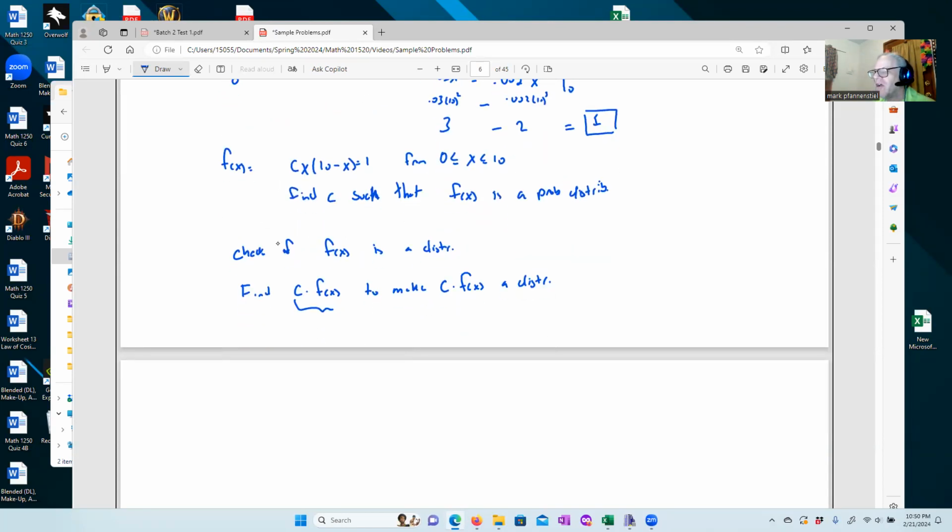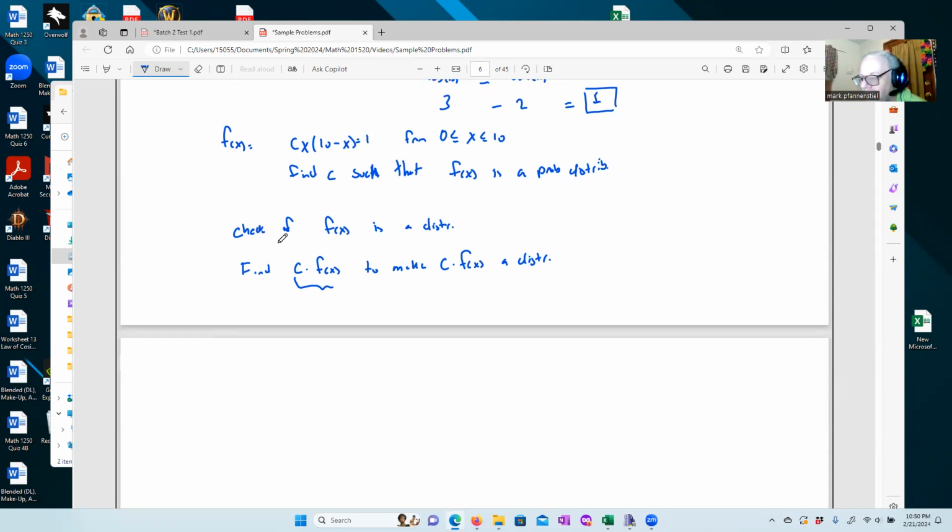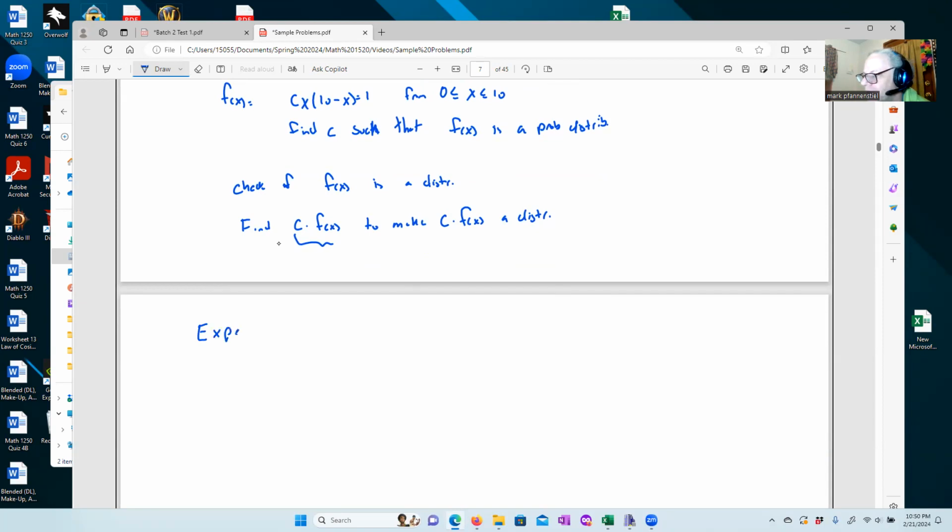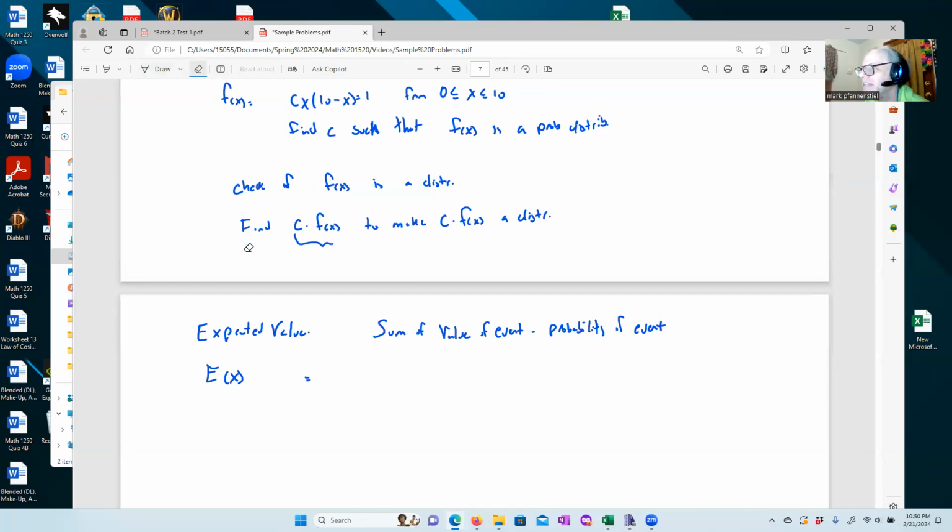Okay, the next topic that we talk about is something called expected value. Okay, so the definition for this thing is the sum of the value of the event times the probability of that event. We abbreviate it with EX. That's expected value. If we weren't having continuous distributions, we would write this as the sum of x times f of x over all the x's where this actually has a value. So that would be the expected value for this thing.